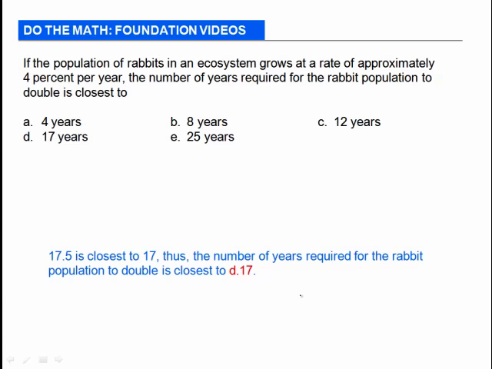So now let's go back to the original problem. The original problem says we have these rabbits in the ecosystem, and they grow at 4% per year. So we're going to take 70, and we're going to divide by 4, because this is our percentage, right? 4% growth rate. And when you take 70 divided by 4, get your calculator out, that comes out to 17.5. Well, 17.5, of course, is closest to letter D, 17 years.